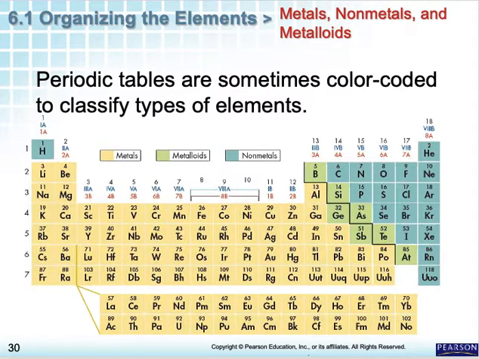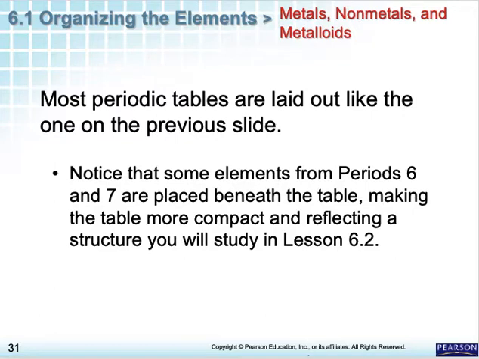These are the ones that touch that stair step, and these are some things that have both metal and nonmetal characteristics. They help us with things like semiconductors and making certain substances. Most periodic tables are laid out like the one you saw. You'll notice that some elements from periods 6 and 7 are placed beneath the periodic table, and that's just to make it more compact to fit on a traditional 8.5 by 11 sheet of paper.